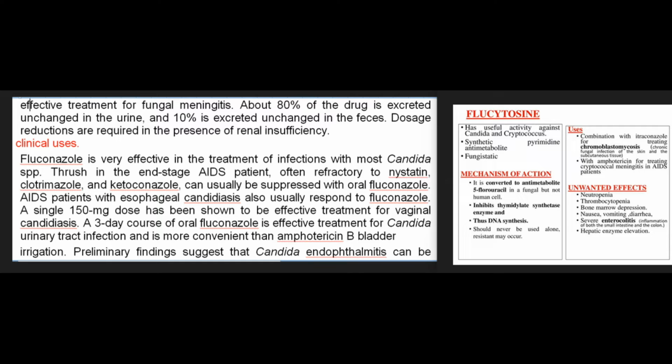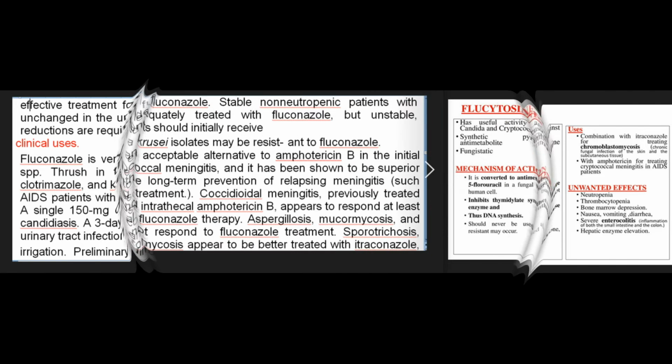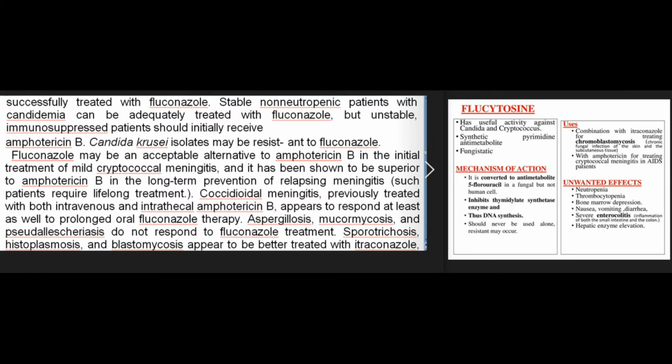A 3-day course of oral fluconazole is effective treatment for Candida urinary tract infection and is more convenient than amphotericin B bladder irrigation. Preliminary findings suggest that Candida endophthalmitis can be successfully treated with fluconazole. Stable non-neutropenic patients with candidemia can be adequately treated with fluconazole, but unstable, immunosuppressed patients should initially receive amphotericin B. Candida krusei isolates may be resistant to fluconazole.